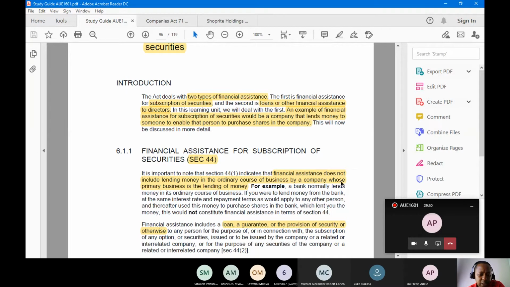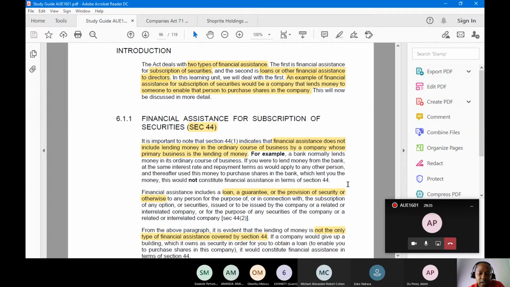One thing to note in terms of section 44.1, financial assistance does not include lending money in the ordinary course of business by a company whose primary business is the lending of money. For example, a bank normally lends money in its ordinary course of business. If you were to lend money from the bank at the same interest rate and repayment terms as would apply to any other person, and thereafter use this money to purchase shares in the bank, which lent you the money, this would not constitute financial assistance in terms of section 44.